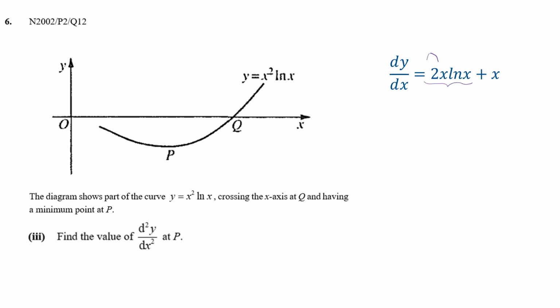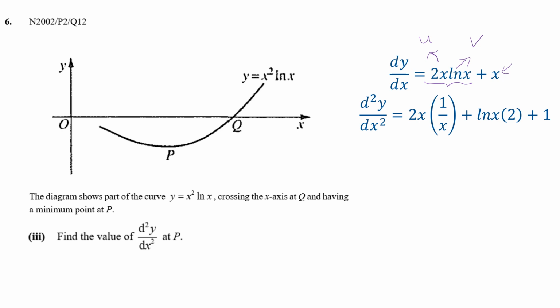Right, so we let this be u, this be v, and this one is quite easy. Differentiate x, you just get 1. So this is what I end up with, du over dx. The formula will be u dv over dx, which is 2x, and then differentiate ln x, you get 1 over x, plus v, which is ln x, differentiate 2x, you get 2, plus x, differentiate x, you get 1. So this is what I get for d squared y over dx squared. You simplify it further.